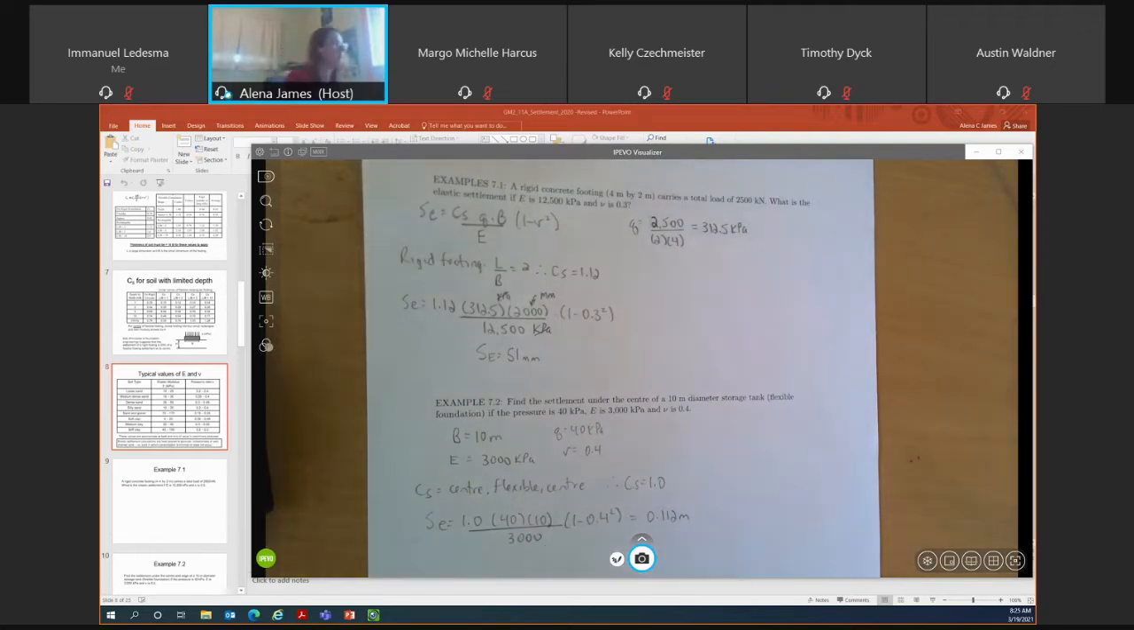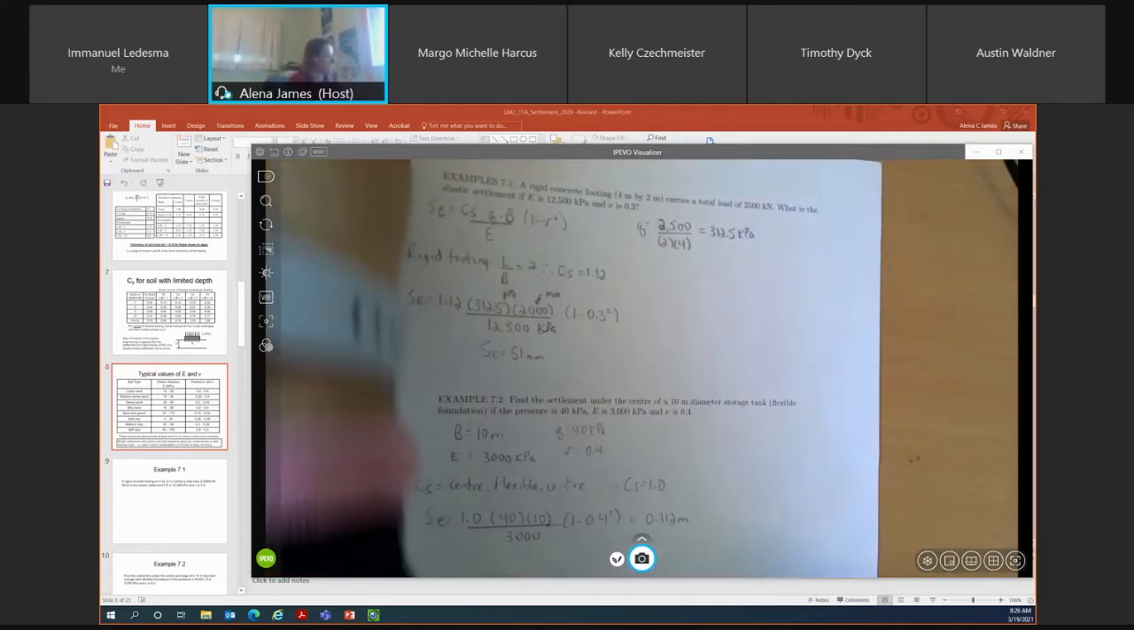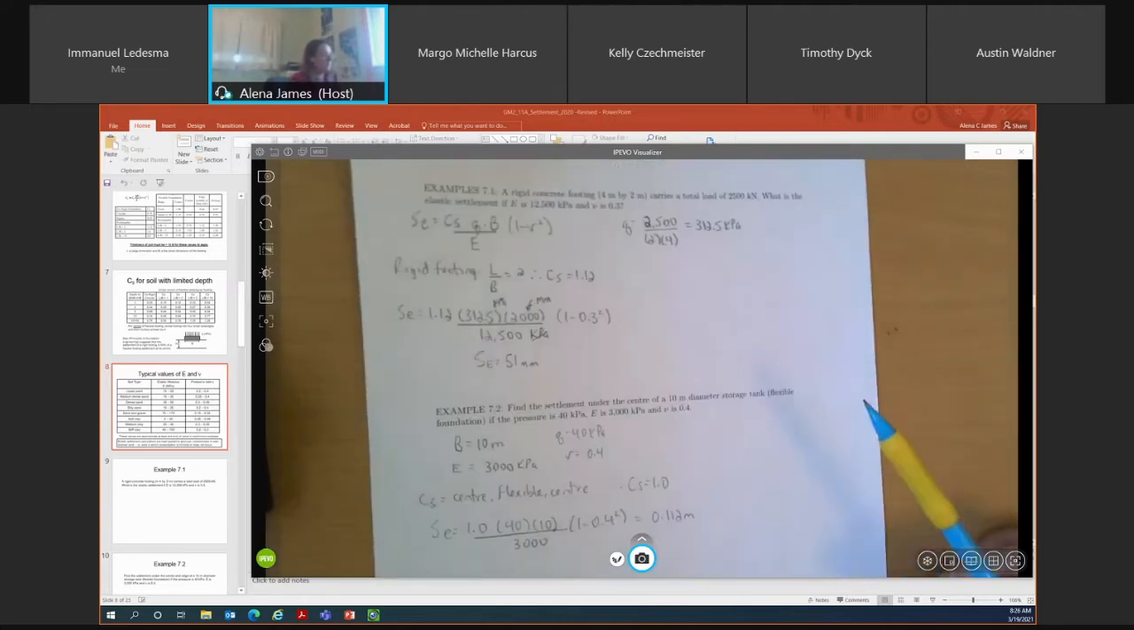Okay, we're going to go over example problem 7.1. So this is an elastic settlement problem. The problem doesn't specify that it's in sand material or a cohesionless material, but we'll just imply that it is. So you have a rigid concrete footing. It's 4 meters by 2 meters, and it carries a total load of 2,500 kilonewtons. So it's asking, what is the elastic settlement if the elastic modulus is 12,500 kPa and your Poisson's ratio is 0.3. So this is the equation that we use to calculate elastic settlement.